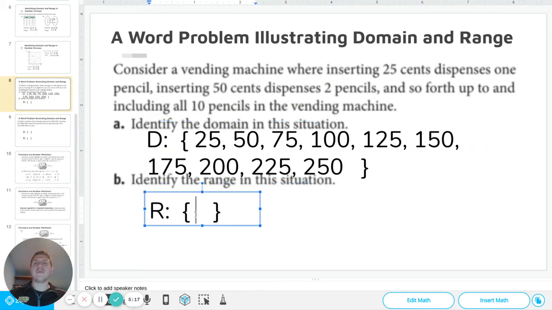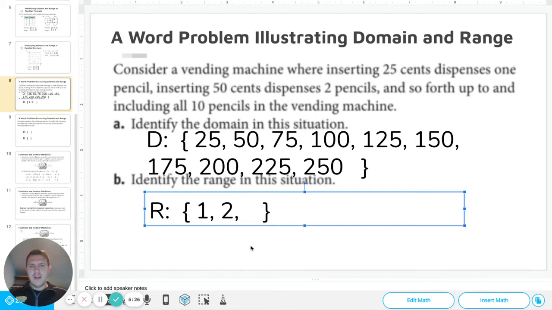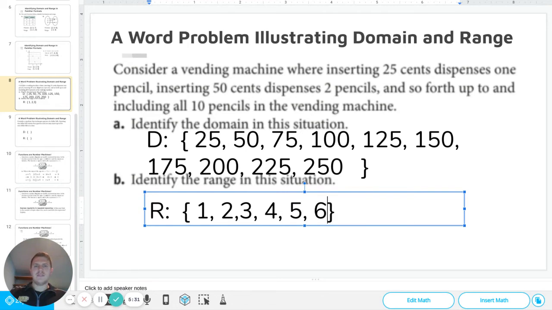For my range, remember, that's what we get out of it. We get pencils. So I could get 1 pencil, 2 pencils, 3 pencils. Once I make my text box a little bit bigger, 3 pencils, 4 pencils, 5 pencils, 6 pencils, 7 pencils, 8 pencils, 9 pencils, or I can get 10 pencils. And that's it, because that's all that's left in the machine. Okay, so we put money in, we get pencils out. That's how this machine works. Okay, so those would be all valid answers.